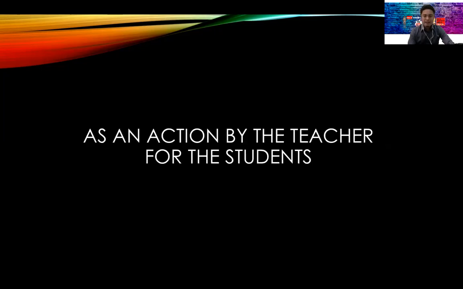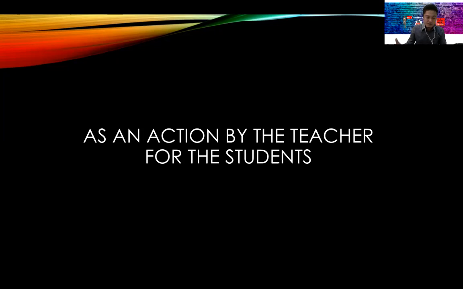Next one, an action by the teacher for the students. This will be the next characteristic of classroom action research. What does it mean here, an action by the teacher for the students? Action here refers to the treatment, the alternative solution, the new strategy, the new method, the new media that is going to be implemented by the teacher to teach the students, so they will achieve their teaching goals or learning outcomes.